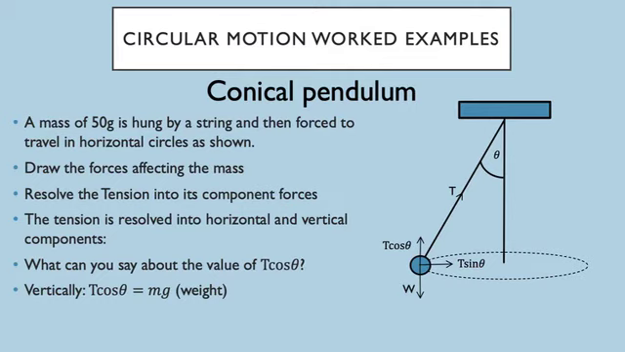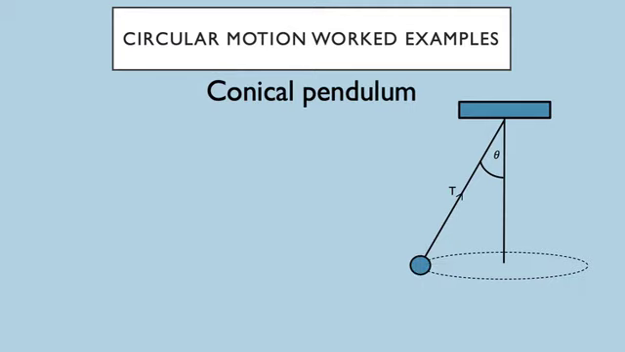And vertically, T cos theta equals mg. So what can we say about the value of T cos theta? The value of T cos theta is equal to the weight, mg.